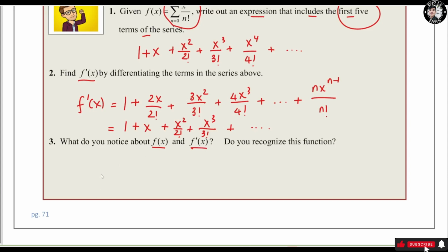Now question 3, what do you notice about f of s and f prime of s? Actually, they're both the same. So we have f of s equals f prime of s, and then the function should be f of s equals e to the s, because when you take f prime of s, it's still e to the s. They're both the same.